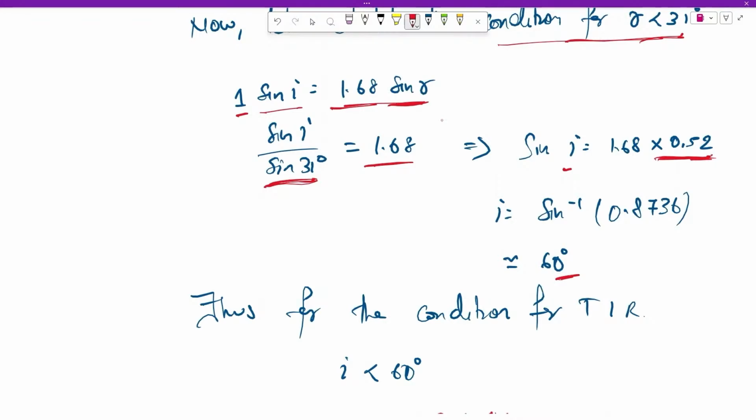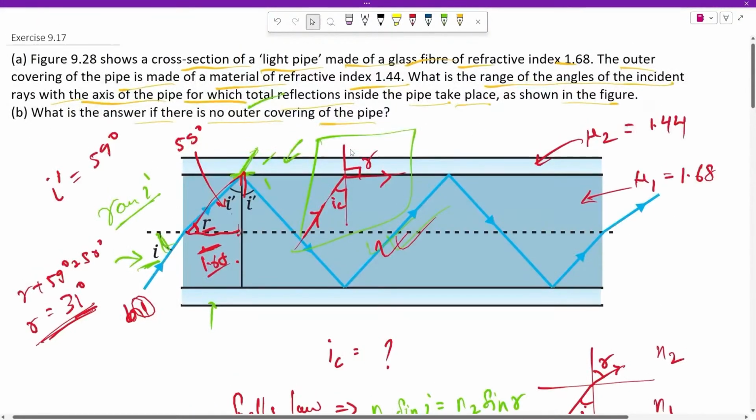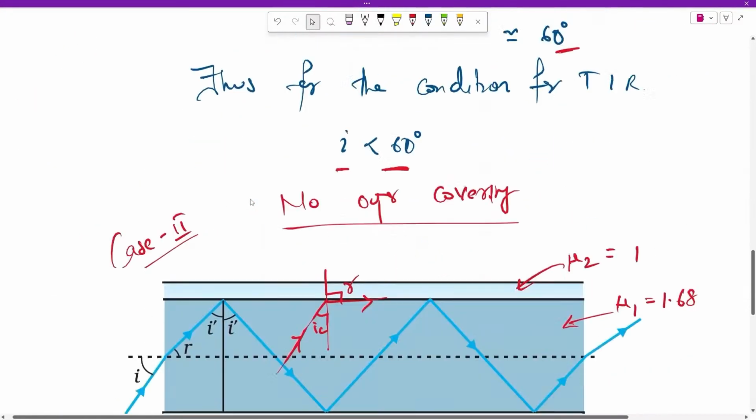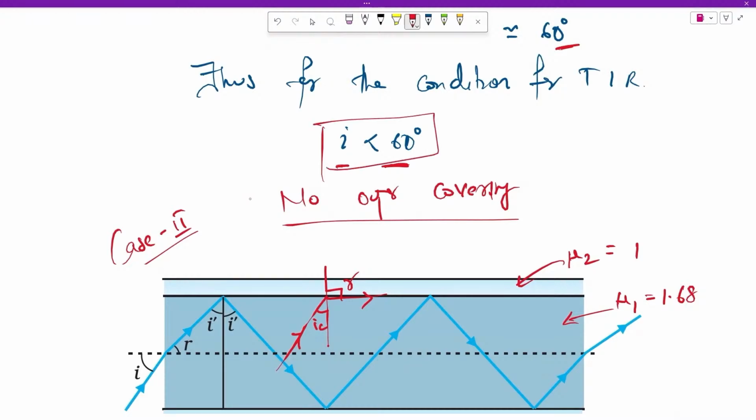Now the angle of refraction must be less than 31 degree in order for the total internal reflection to take place. Now if we increase this value of I, then obviously the angle of refraction will also increase. So the angle of incidence must be less than 60 degrees so that the angle of refraction doesn't surpass 31 degree, or the value of I dash shouldn't decrease from the critical angle, because if the value of I dash decreases from the critical angle, then the total internal reflection will not take place. Now we have found out the condition for total internal reflection to take place, that is I should be less than 60 degree and greater than 0.